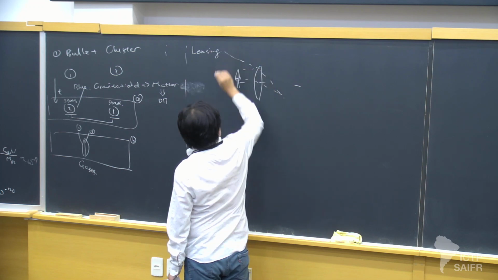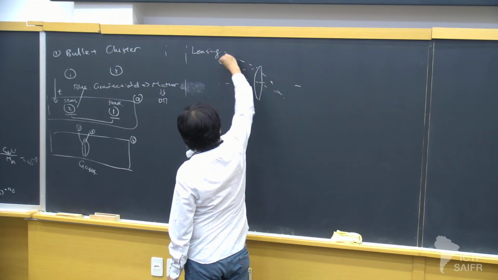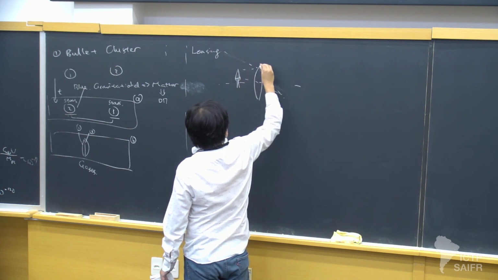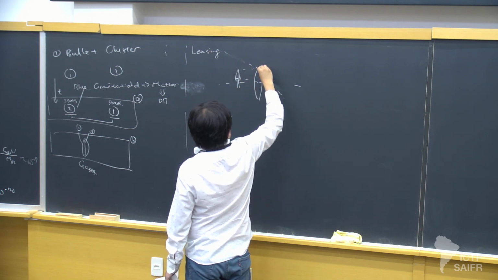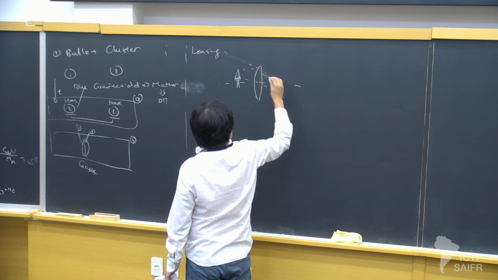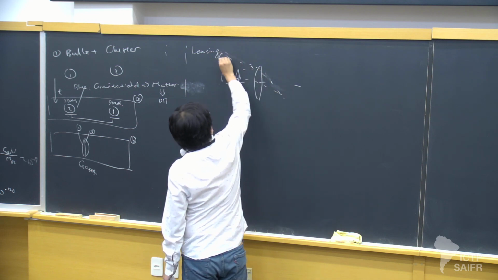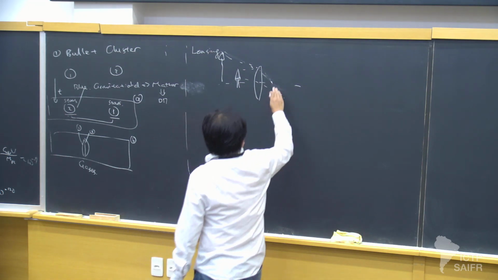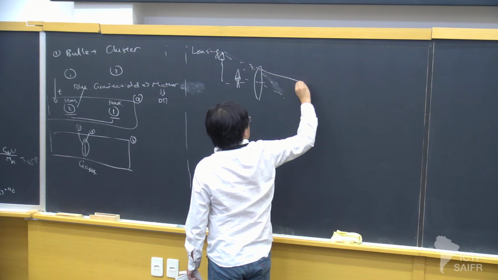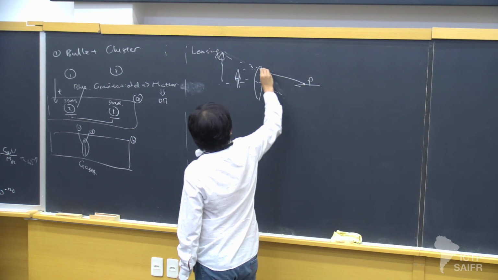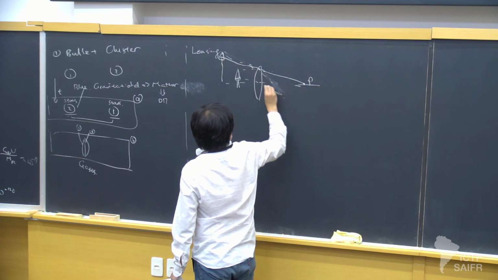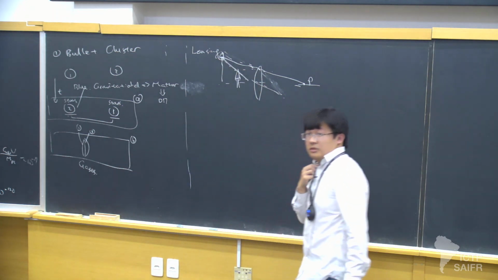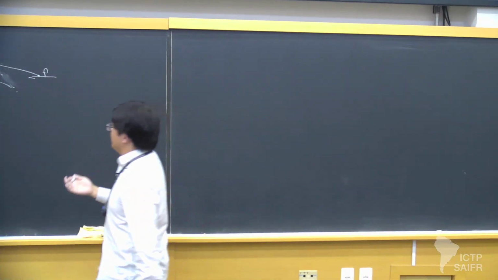Sorry, not like this. Okay, let me see what's going on. Right, sorry. Let's say this is the focal point. Then they go back, and this one goes back, and I have a bigger image, right? Okay, so this is basically lensing.